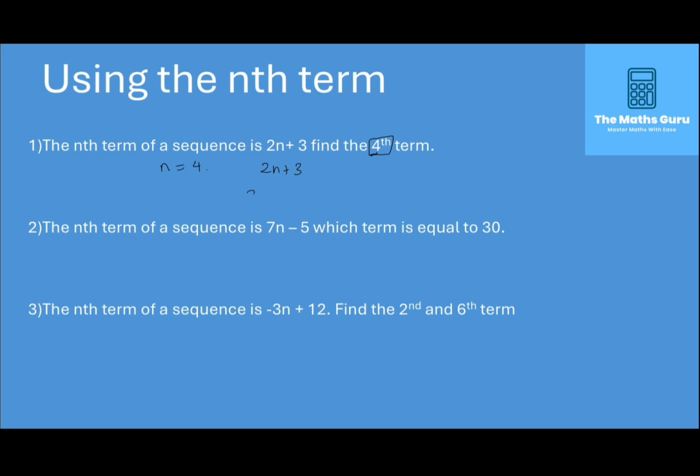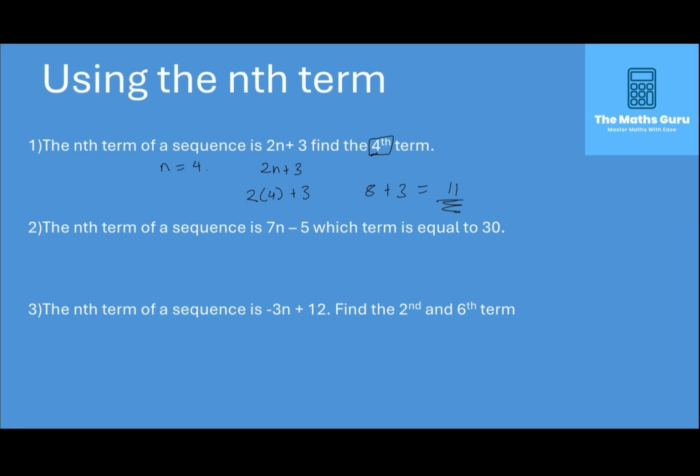Now, using our formula for the nth term, 2n plus 3, what we want to do is plug 4 into our formula. When I put this in brackets, this means 2 times 4, which is 8, plus 3, which is equal to 11. So the fourth term is equal to 11.